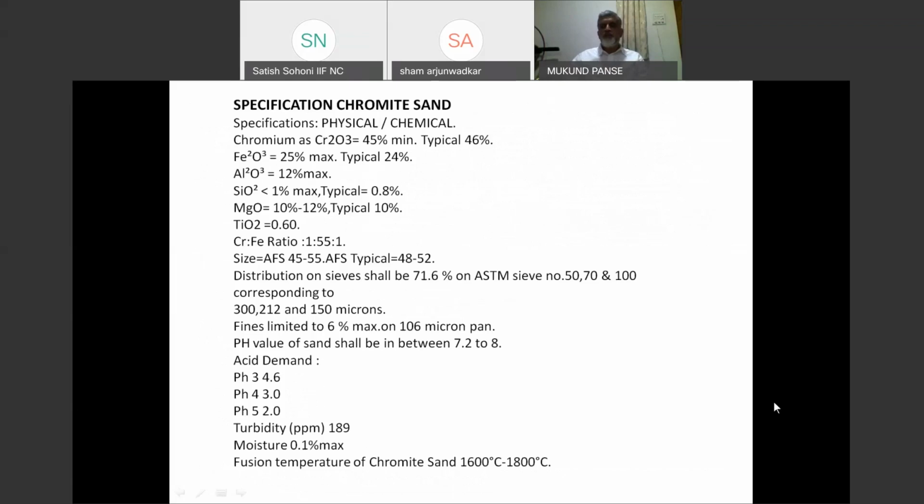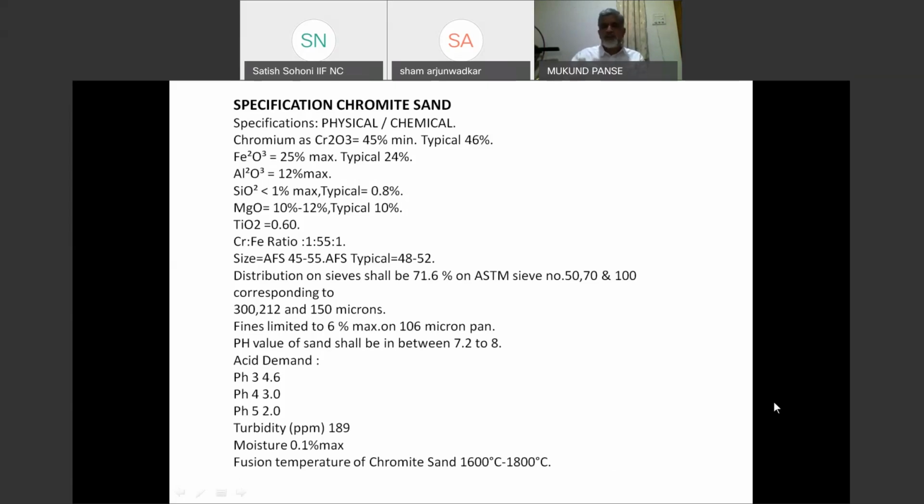This is the specification of chromite sand. The chromite is around 45 to 50%. Iron is very high. You have to control the SiO2 percent. Now the specification mentions less than 1%. It is difficult to get 1%. But if it goes more than 3 to 4%, you will probably end up with problems. So you should check that. Also, the distribution you should check. You may not get the exact distribution you want.